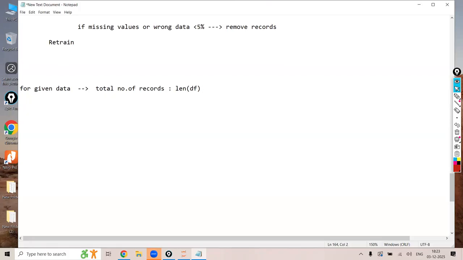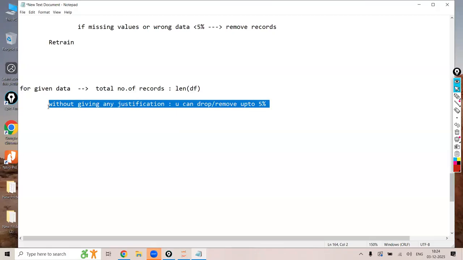And without saying or without thinking, without justification, without giving any justification, you can drop or you can remove up to 5% of data. Within the up to 5% of the data, without justification, you can remove. You no need to tell what is the reason also.